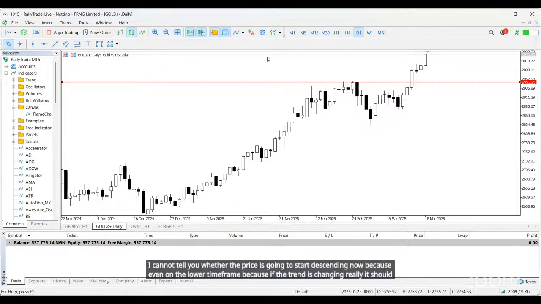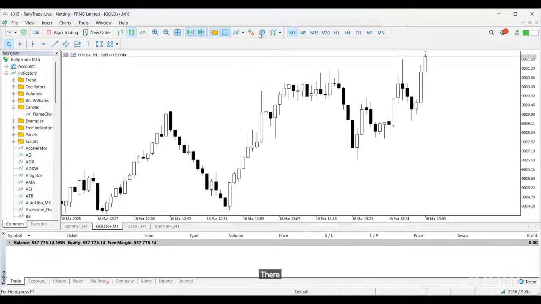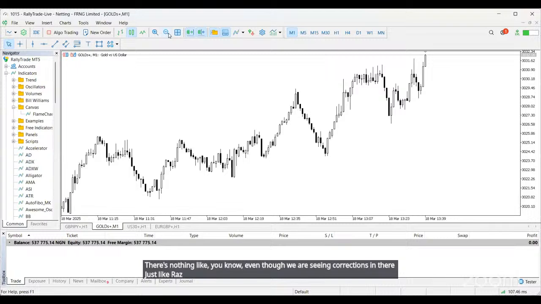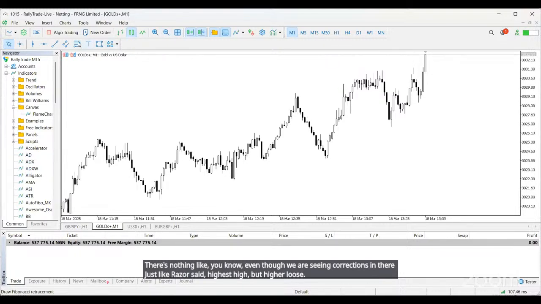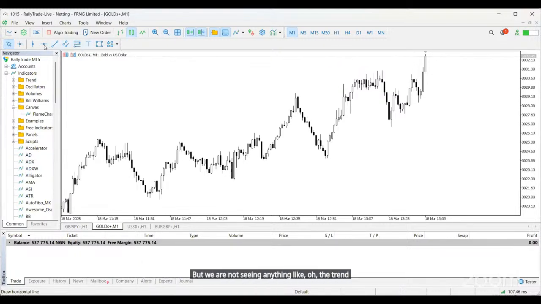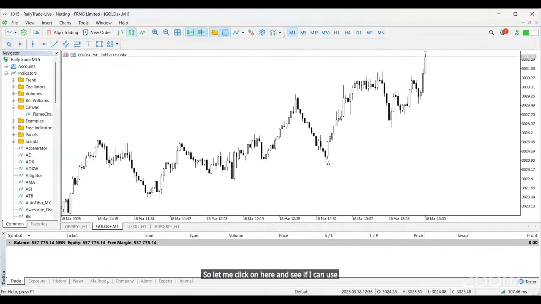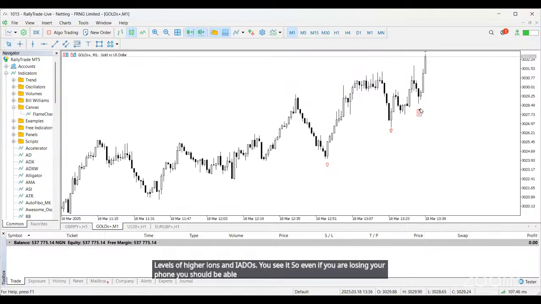For example, the 1 minute. But if you look at the 1 minute chart right now, even though we are seeing corrections in there, just like Razvan said, higher highs and higher lows, we are not seeing anything like the trend is changing back to the downside. It's not really happening, right? Let me click here and use the arrow to show you the levels of higher highs and higher lows. You see it? These are the higher lows. Even if you are using your phone, you should be able to see this. So the trend is still 100% intact.